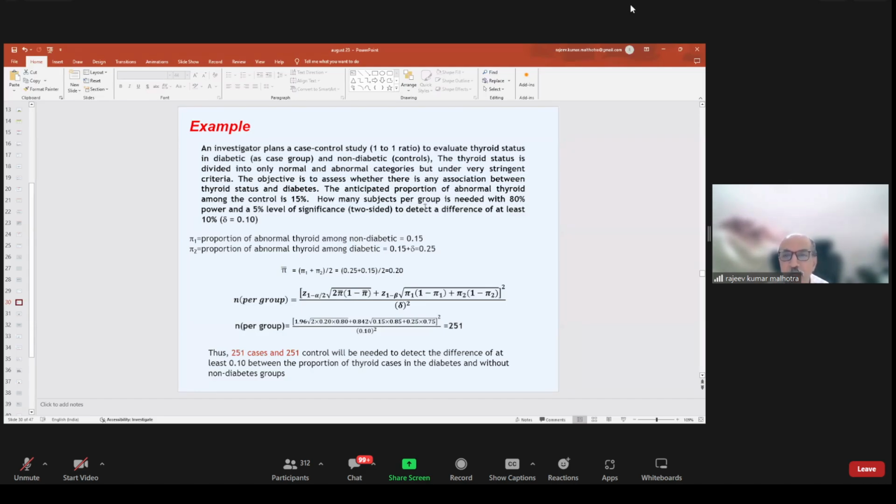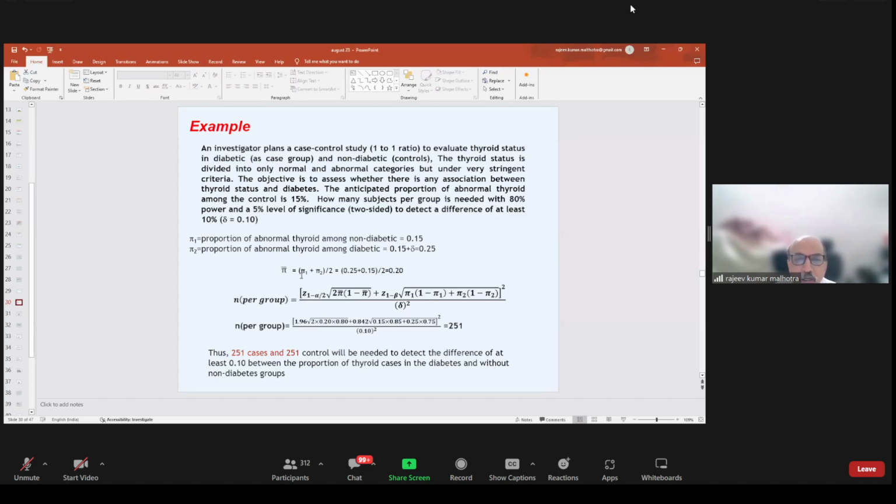How many subjects per group are needed with 80% power and a 5% level of significance to detect a difference of at least 10%? We expect that in diabetic patients the abnormal thyroid proportion is greater than 15%, and if it is 25%, then we say there is a significant difference between diabetic and non-diabetic for abnormal thyroid. How much sample size do we require for this?